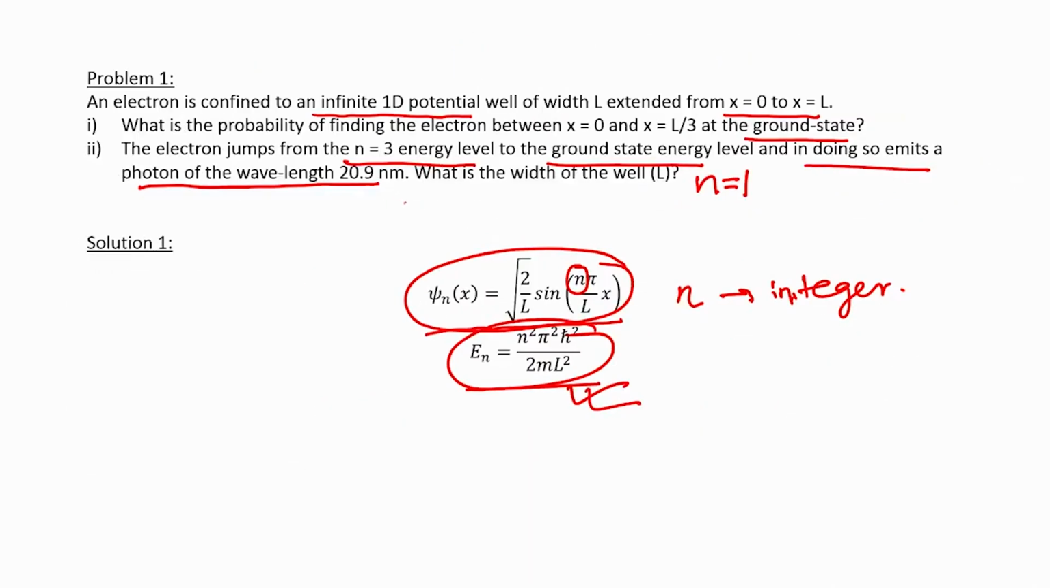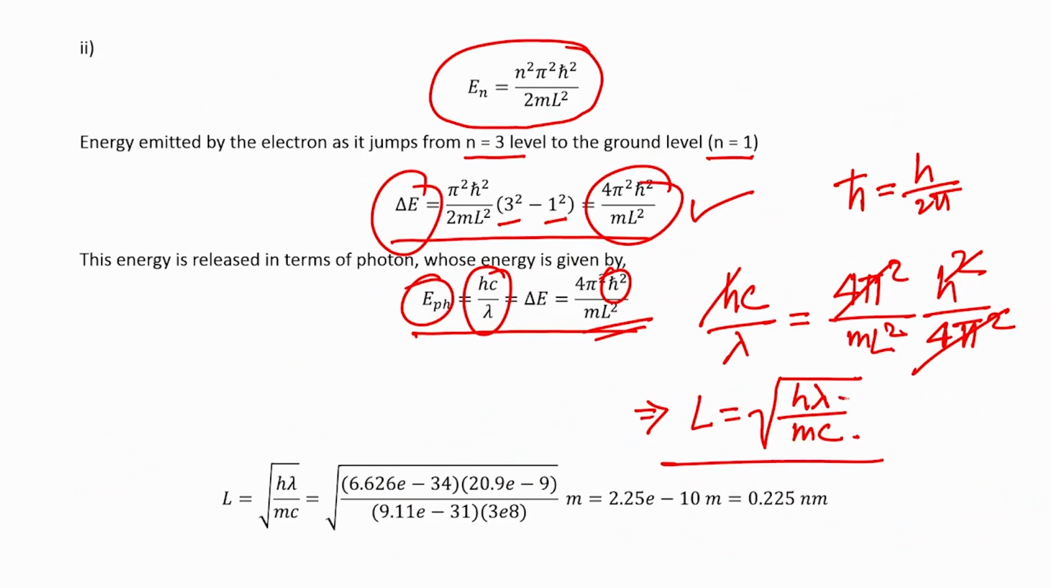So, your wavelength is given as 20.9 nanometers. So, lambda is equal to 20.9 nanometer. H is the Planck's constant whose value is 6.626 E minus 34. M will be the mass of the electron, C will be the velocity of light in free space. So, if you plug in those numbers, that L will come as 0.225 nanometer. So, that is the width of your infinite 1D potential well.